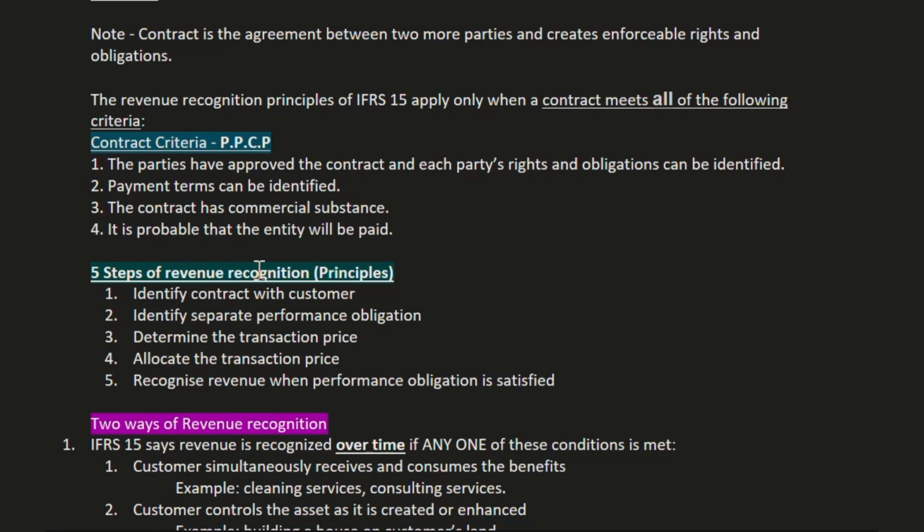Now the five steps of the revenue recognition principles. First, identify the contract with the customer. Second, identify separate performance obligations. Third, determine the transaction price. Fourth, allocate the transaction price. Fifth, recognize revenue when the performance obligation is satisfied. We can recognize revenue when the performance obligation is satisfied.